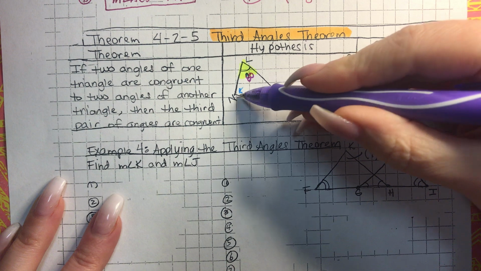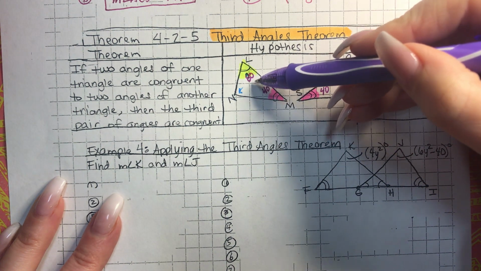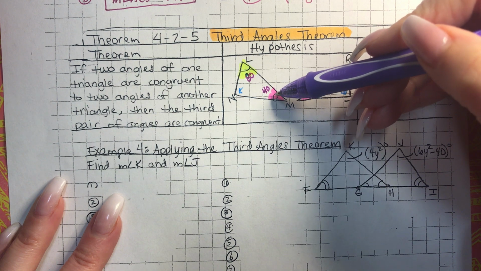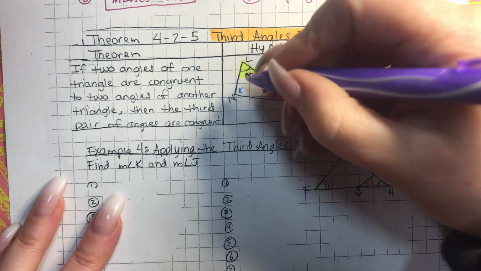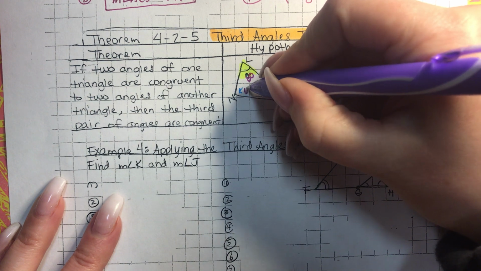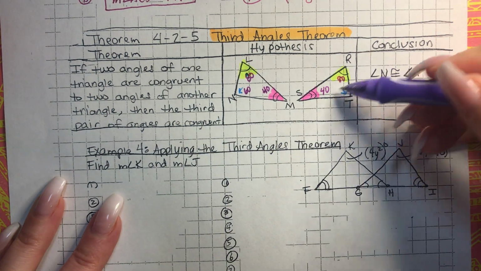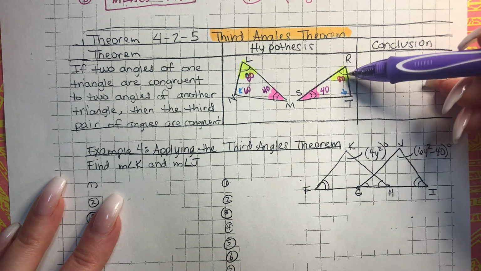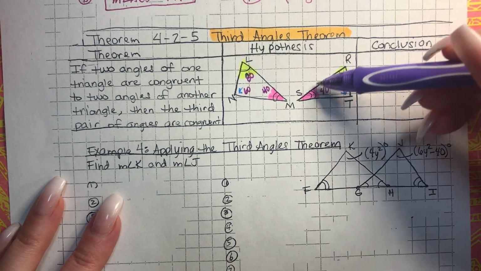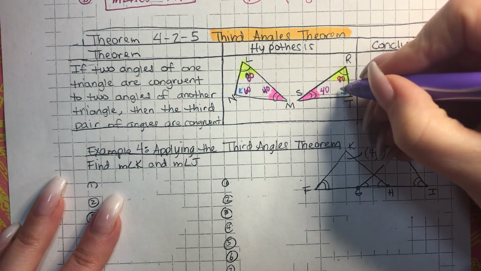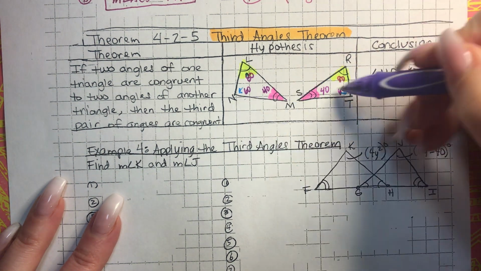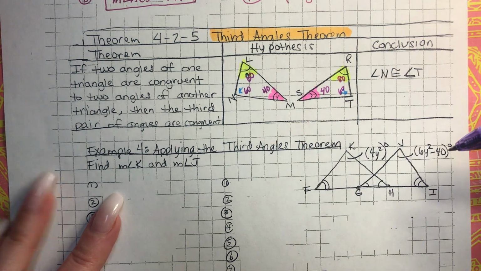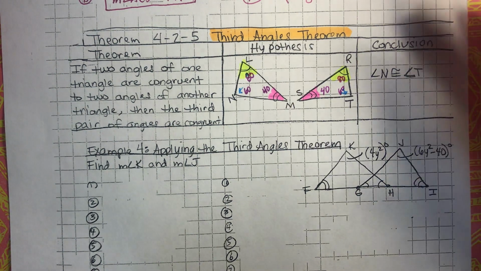And then by the triangle sum theorem, they all add up to 180 degrees. So if this was 80 plus 40, that would be 120, 180 minus 120, which would mean this one would have to be 60 degrees. And the same is true here, right? Triangle sum theorem, all of these add up to 180. So 40 plus 80 is 120, and 180 minus 120 would be 60. And so you can see they actually end up being the same amount. So that means that N and T are congruent by the third angles theorem.